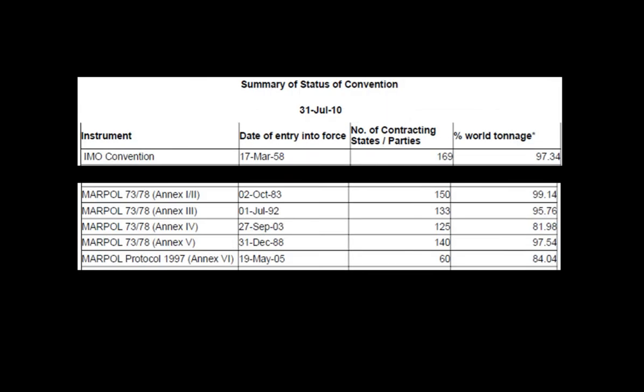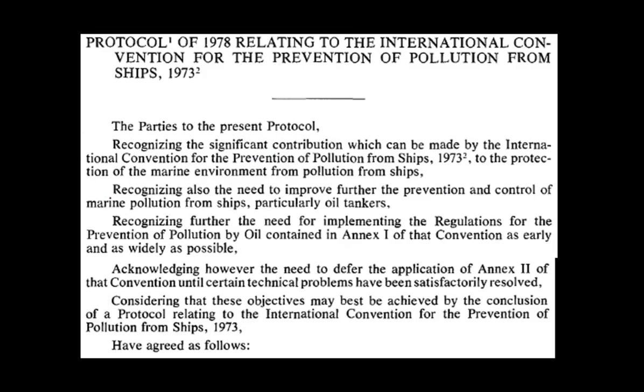Okay, so in terms of the convention, this is just the annexes. There's a large ratification of annexes 1 and 2, not all of the annexes are equally ratified, so that flexibility was an important way that the people creating the convention overcame the difficulties of states signing up.